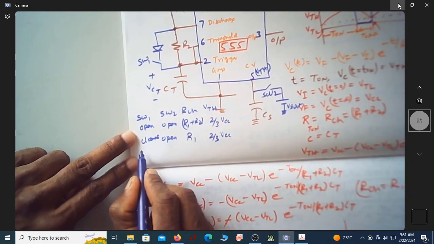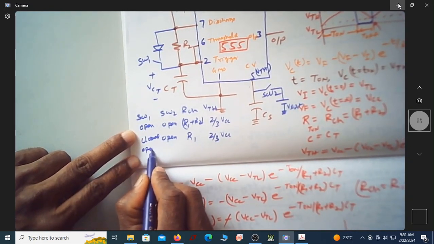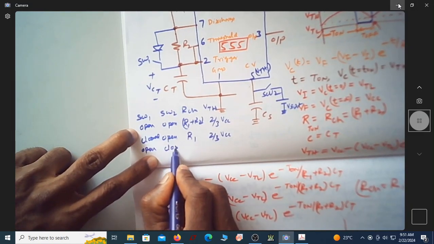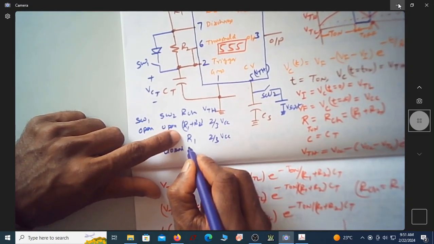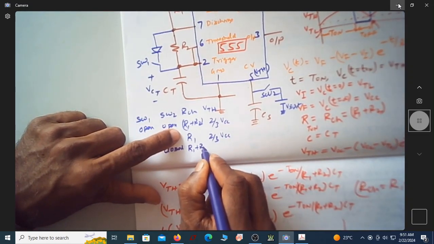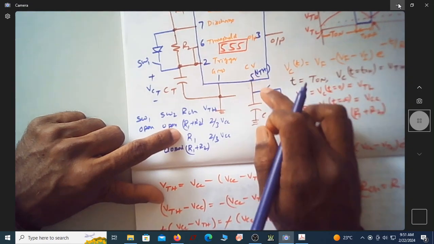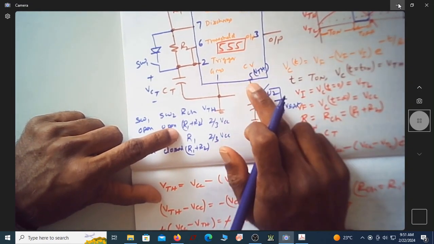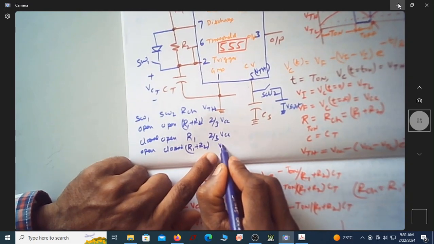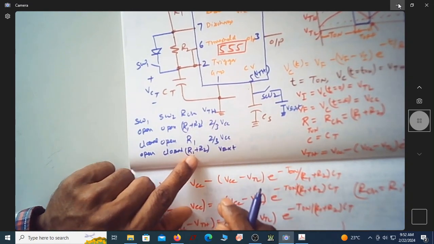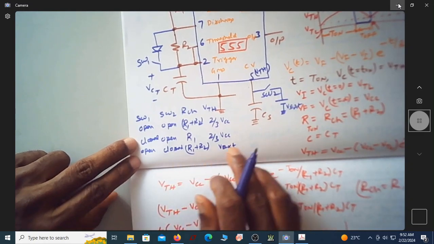Now let us take this as open, this as closed. If you open this switch, then R charge is R1 plus R2. If you close this, what is the control voltage? The control voltage is no more 2/3 VCC. It's actually V external.